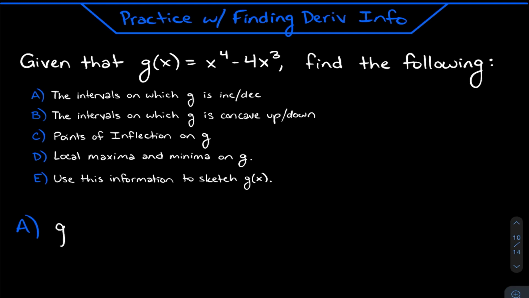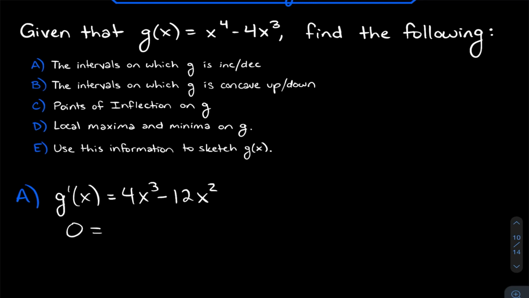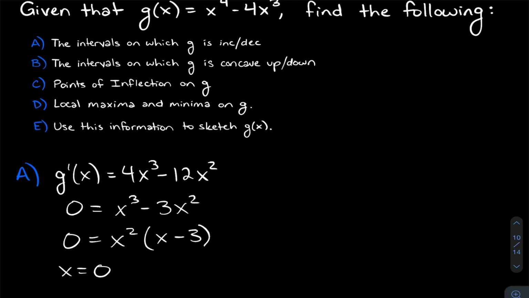So let's start off here taking our derivative. g prime of x is going to be 4x to the third power minus 12x squared. And we know that we're going to set this equal to 0. Now, to start solving for x here, we can take out a 4 and write this as x cubed minus 3x squared. And then from there, we can take out an x squared from both of these pieces. And voila, we have our critical numbers of x equals 0 and x equals 3. Cool.